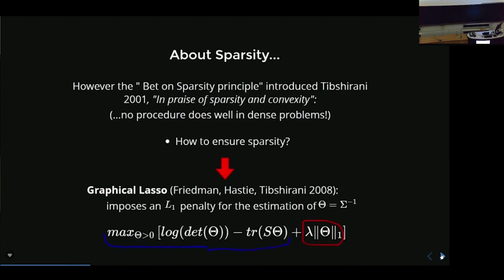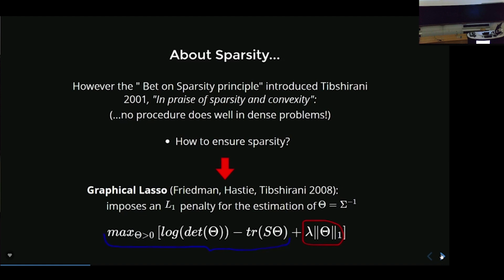Now, however, sparsity might not be a good assumption, but then we can appeal to the bet on sparsity principle of Tibshirani: there's no procedure that will do well for dense problems. You might as well just estimate a sparse one. You know, it's your best bet. So it is better to work with estimations in the case of sparsity.